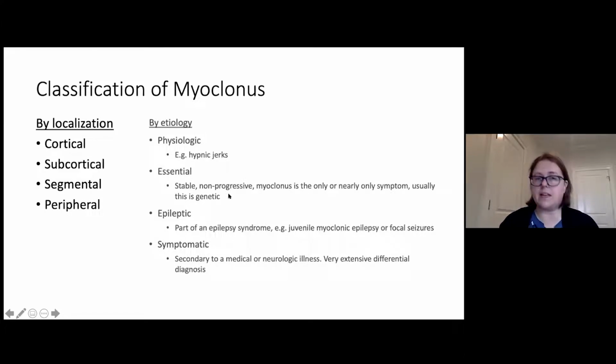Usually there's a genetic explanation for this and it's not progressive. Epileptic myoclonus, like this patient had, can be part of an epilepsy syndrome. So there can be either juvenile myoclonic epilepsy or focal seizures. And there you're going to really want to get imaging to look for a structural lesion. And or it can be symptomatic, secondary to another medical or neurologic illness. And again, there's just a very extensive differential diagnosis there.